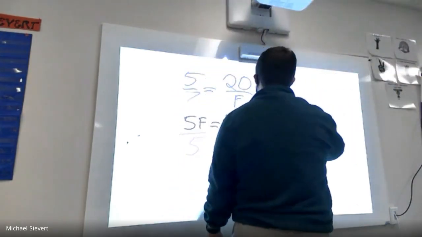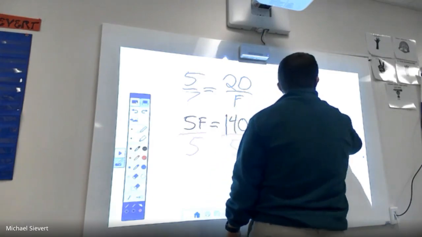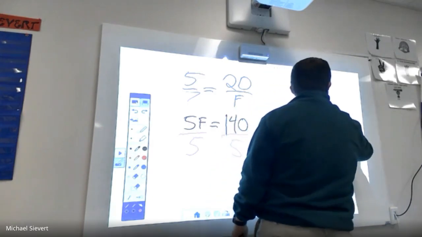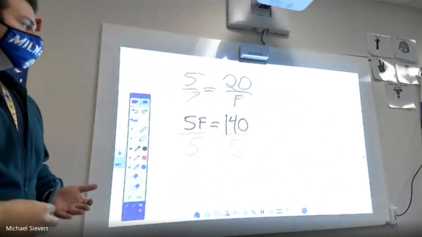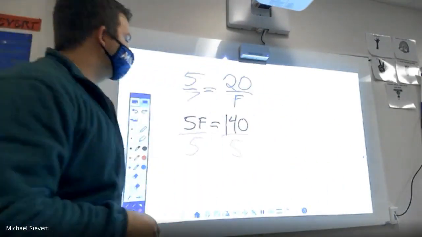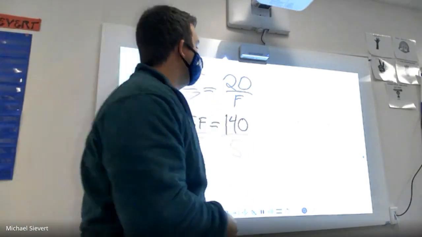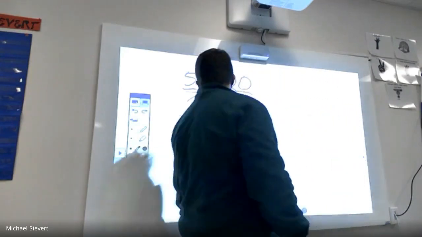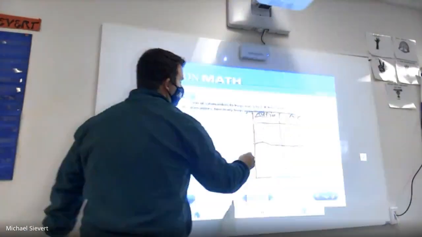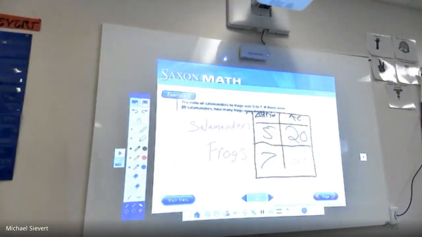140 divided by 5 is 24. Nope, 28 frogs. Wait, yep, it'll be 28 frogs. So that's how you go.